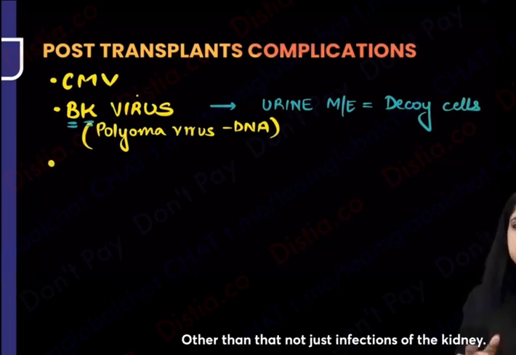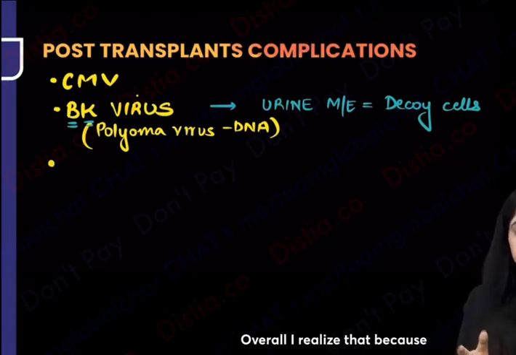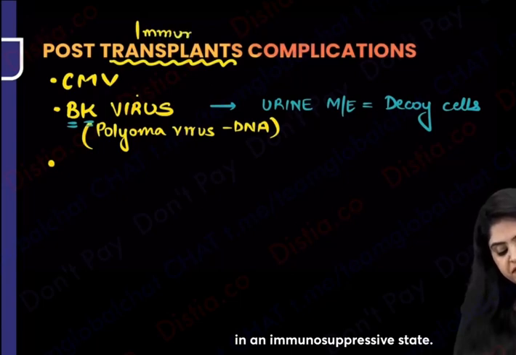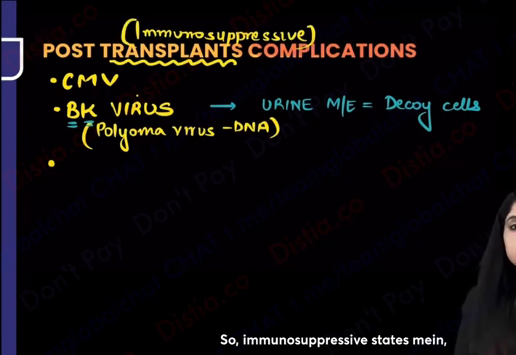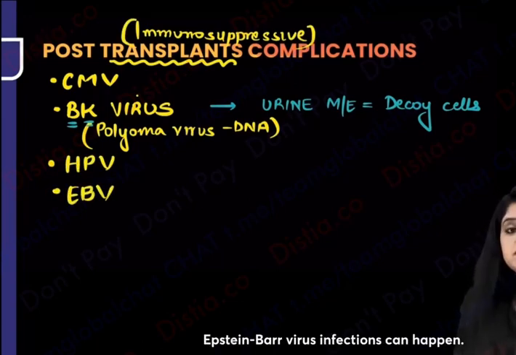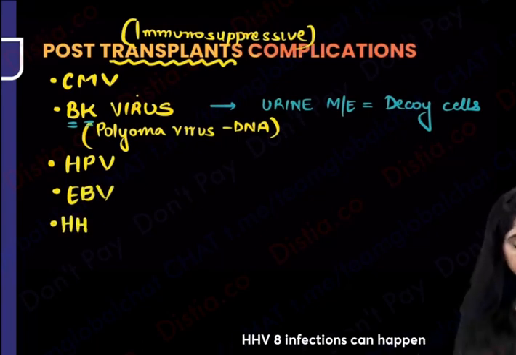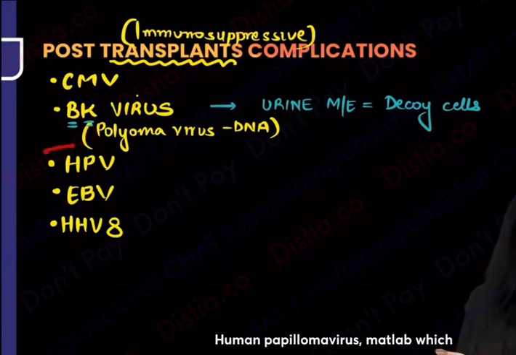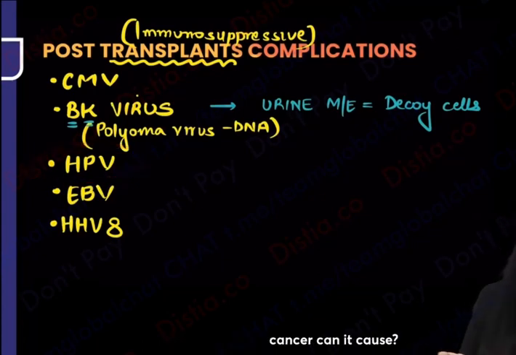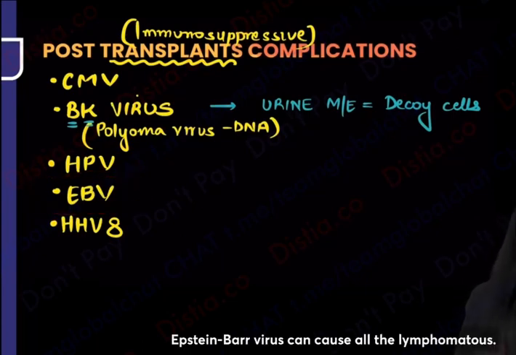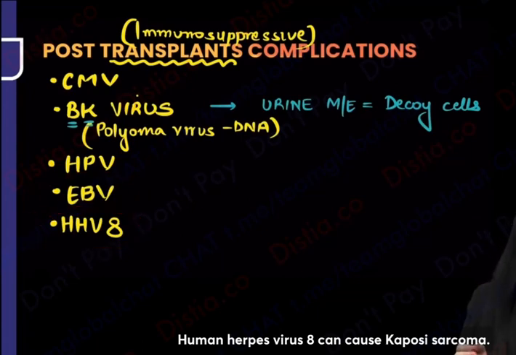Other than that, not just infections of the kidney. Overall, because of transplantation, the patient is going to be in an immunosuppressive state. So in immunosuppressive states what can happen? Human papilloma virus infection can happen, Epstein-Barr virus infections can happen, HHV8 infections can happen, and we all know the conditions associated with them. Human papilloma virus can cause cervical cancer. Epstein-Barr virus can cause lymphomas. Human herpes virus 8 can cause Kaposi sarcoma.